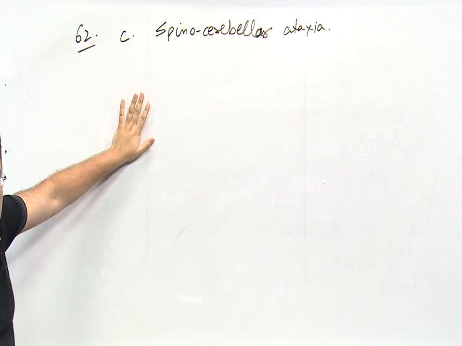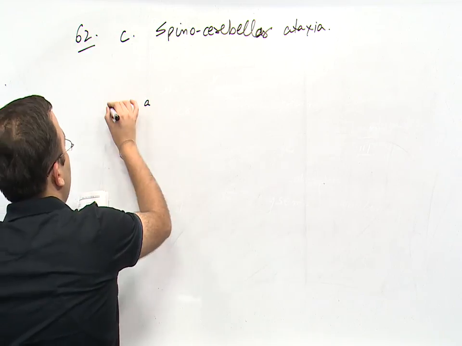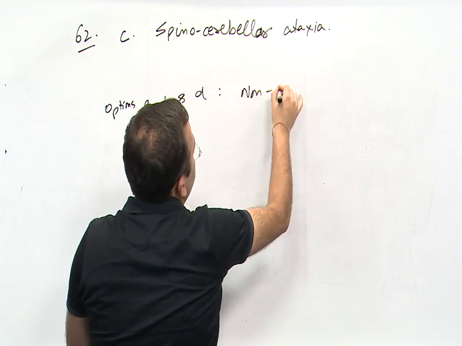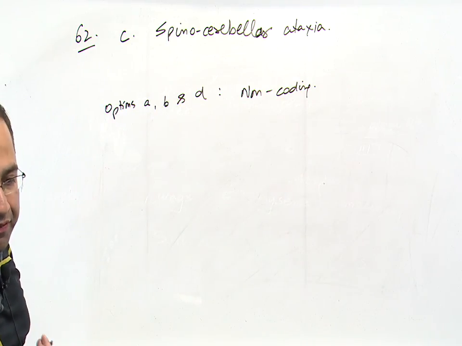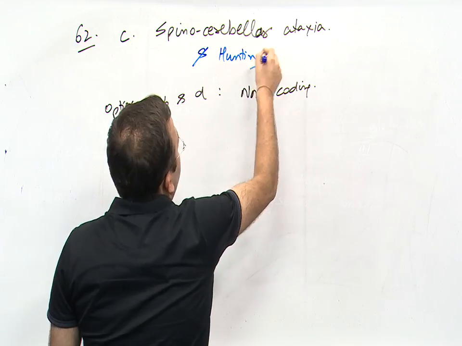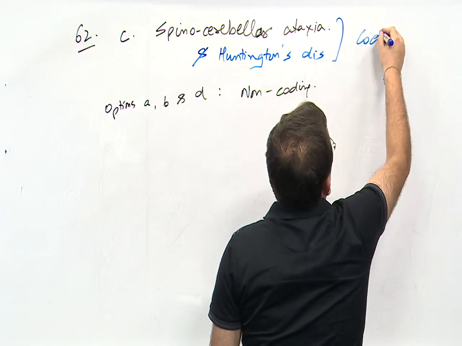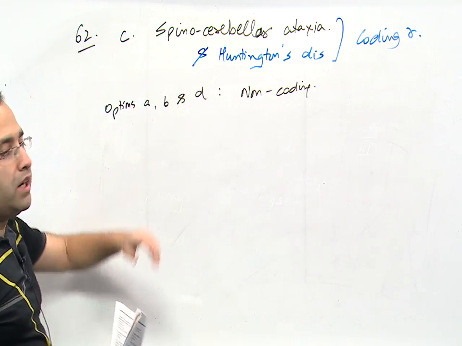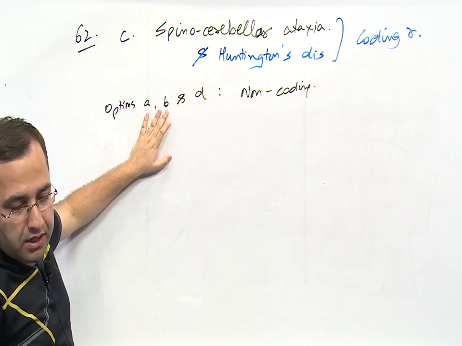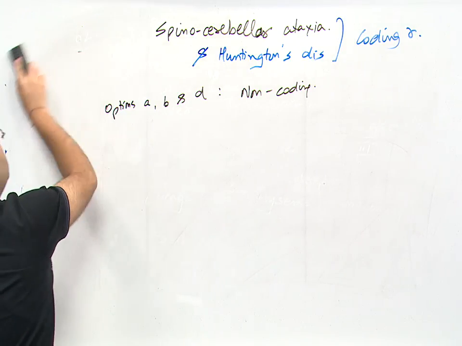This is important. The other three, Fragile X, myotonic dystrophy and Friedreich's ataxia, that is options A, B and D, are because of repeats in the non-coding region, whereas spinocerebellar ataxia and Huntington's disease are because of repeats in the coding region.